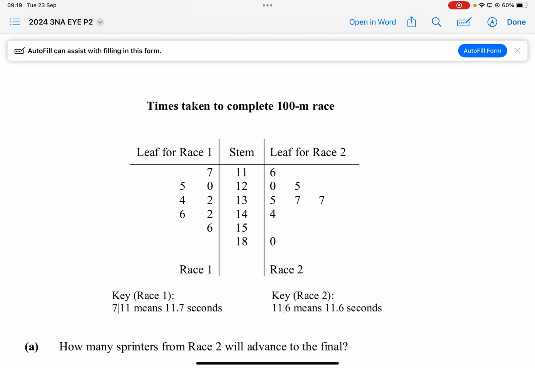And then this stem and leaf, you have one stem and two leaves. How you read your key here will help you. The stem is in the middle, so the stem is what comes at the front. 11, and they tell you 7, which means 11.7. So this one is 11.7.